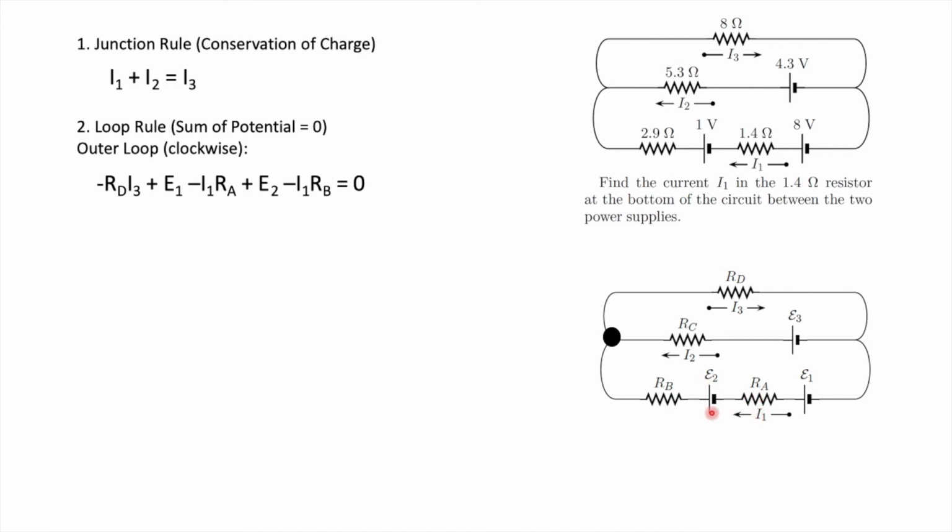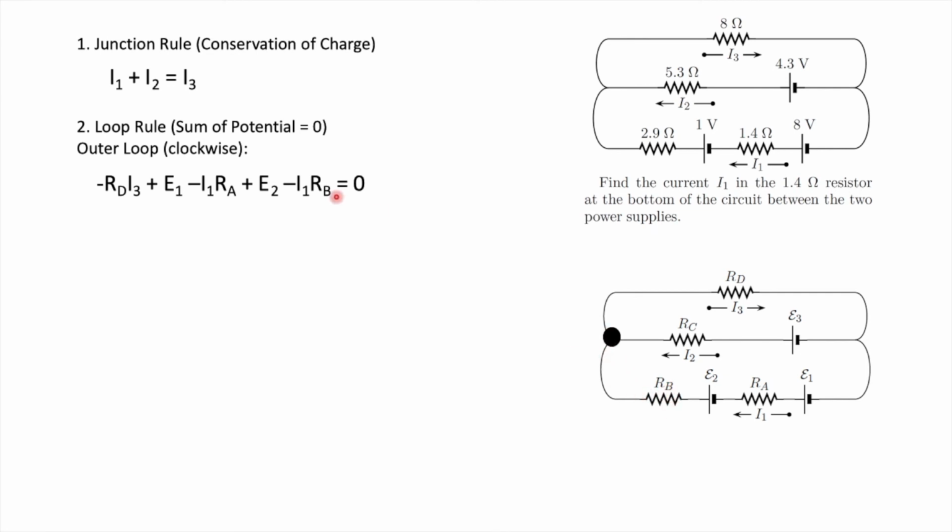And then you reach potential source E2. You gain because you go from low to high, hence that is positive E2. And you reach the RB resistor, so you go again from high towards low, the energy decreases, which is V equals IR, but I is I1 and the resistor is RB.